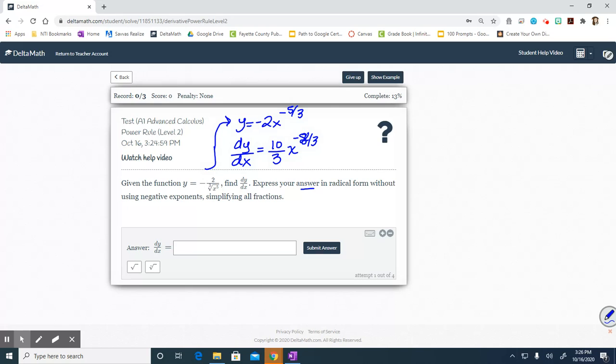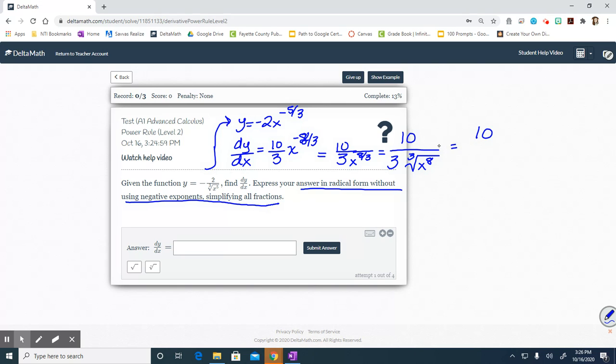Then it says, write your answer in radical form without using negative exponents and simplifying all fractions. So this would be 10 over 3x to the 8/3. And they want it in radical form. So that would be 10 over 3 times the cubed root of x to the 8th. But then it says simplifying all. I probably need to simplify this because I could simplify this by dividing 8 by 3.